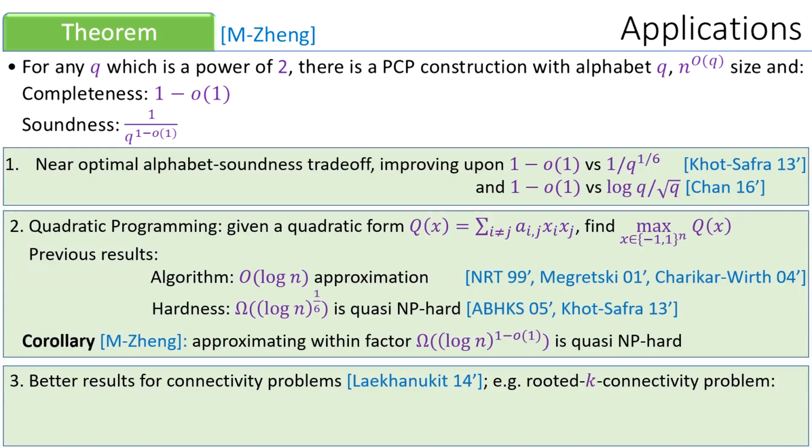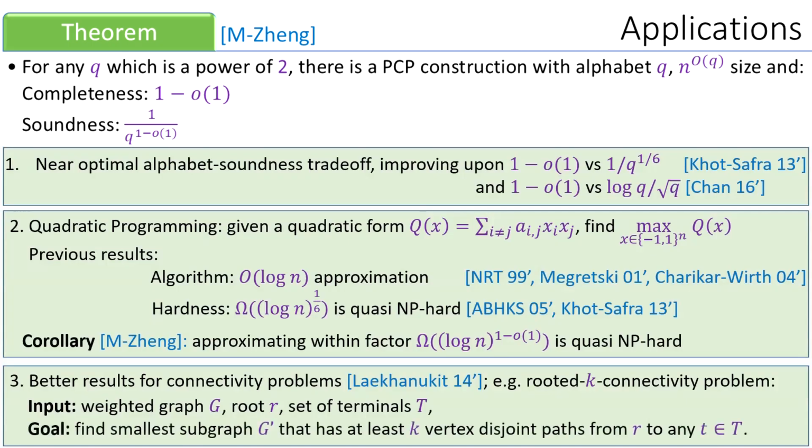This is a problem called rooted k-connectivity, and it goes as follows. Your input is a weighted graph G, a vertex r, which I'm going to refer to as the root, and a set of vertices T, which are referred to as terminals. My goal is to construct a subgraph G' that has at least k vertex disjoint paths from the root to any terminal. What I want to optimize is the weight of G'. I want G' to be as light as possible.